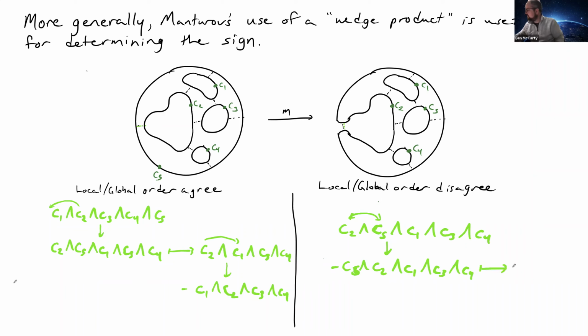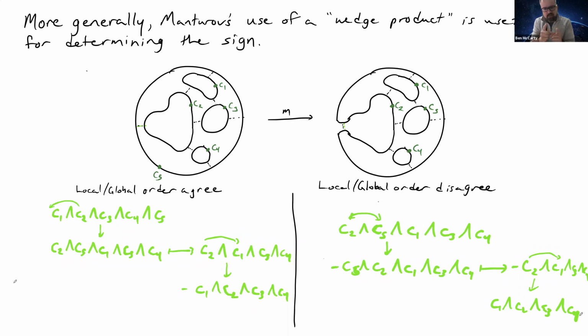When I map that over, I have negative. I'm still going to keep the smaller label, C2 wedge C1 wedge C3 wedge C4, running out of room. And then I still have to do a transposition to move C2 into the correct position indicated by the global order. So that's going to be a C1 wedge C2 wedge C3 wedge C4. So this is how you deal with the signs when you have lots of circles floating around.